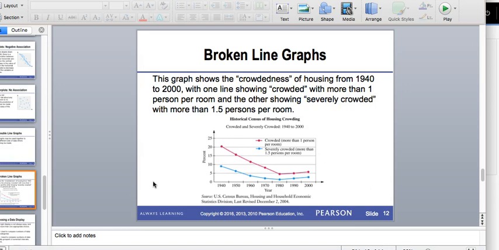We have the line graph, so that it is continuous data. The points are connected. Once again, on the line graph, you can see that the x-axis is time, and the y-axis depicts the variable that we're looking at. So it's the percents in this case.